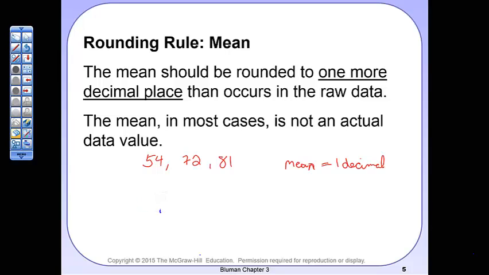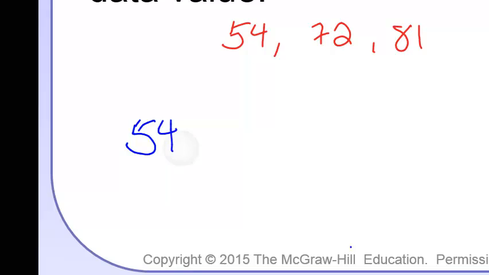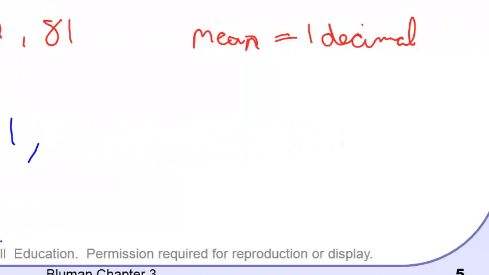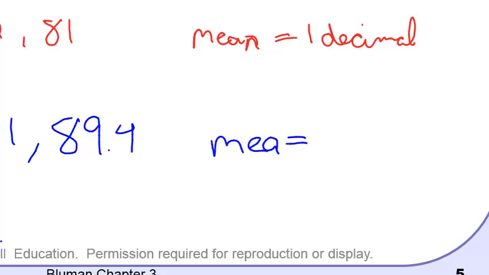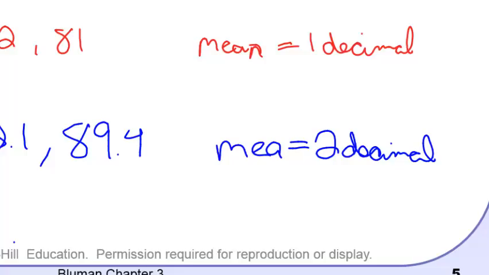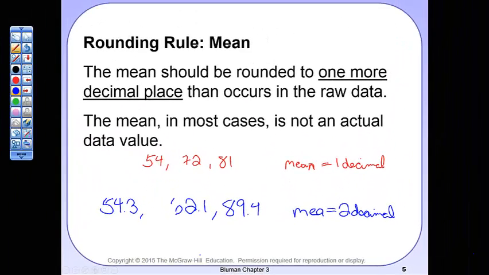Okay, let me try this again. If we have data points that have 54.3, 62.1, and 89.4, then our mean is going to have two decimal places. Because again, currently these numbers have one decimal place, therefore our mean needs two decimal places. And I left out the n in mean.